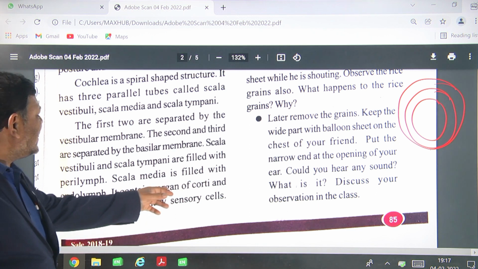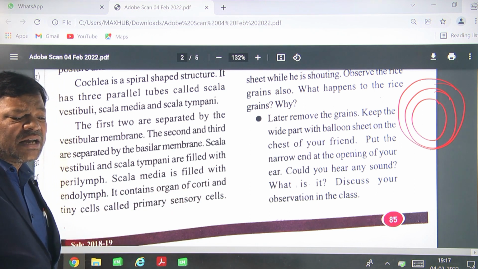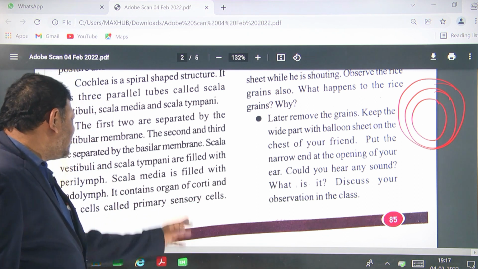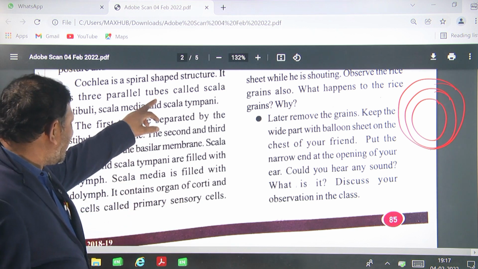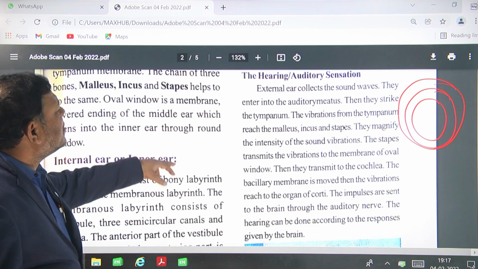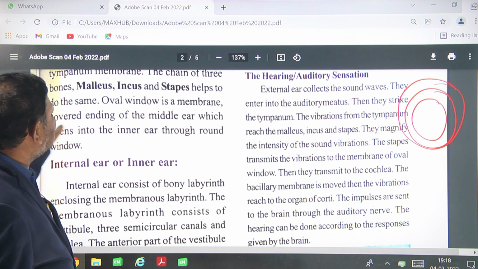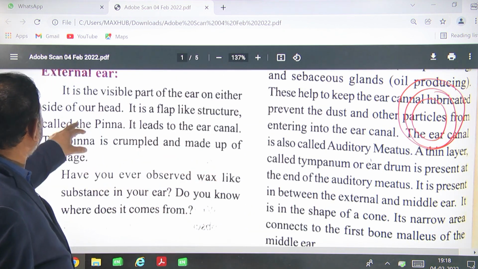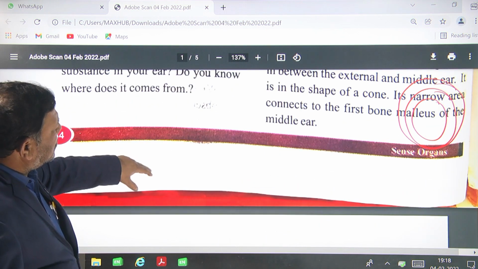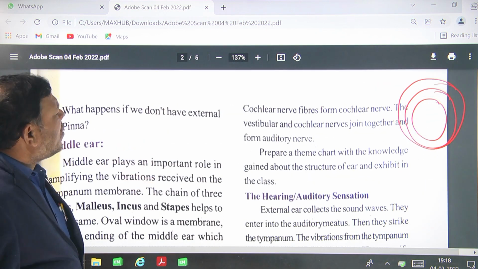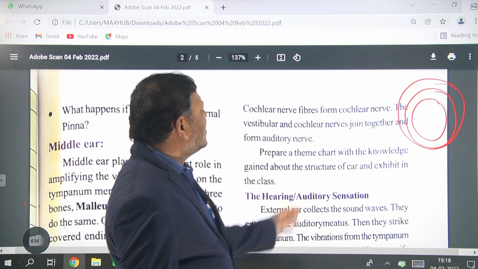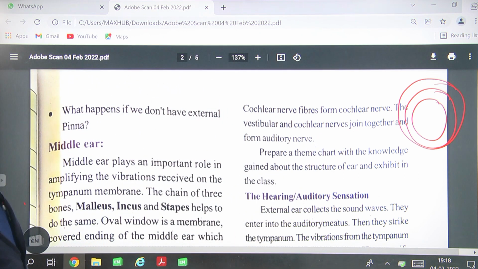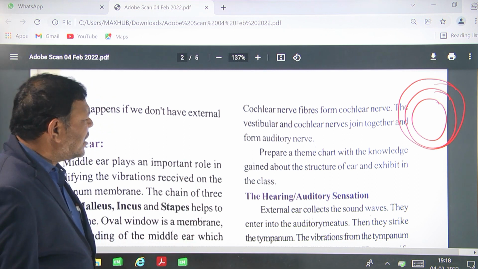It contains the organ of Corti, which is for hearing, with tiny cells called primary sensory cells. Cochlear nerve fibers are present. The vestibular and cochlear nerves join together to form the auditory nerve.